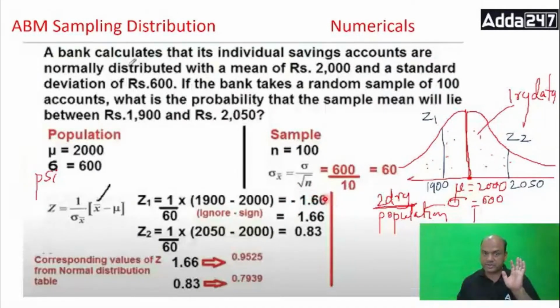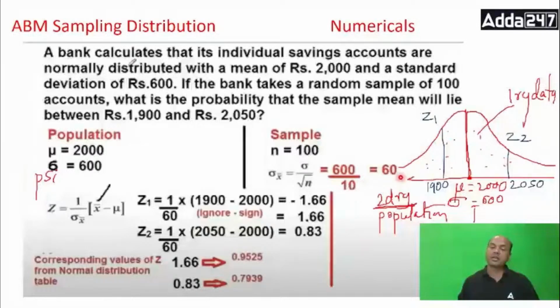Pay attention, everyone. Slowly, slowly pay attention. So Z is 1.66. Ignore the sign. Sign is of no importance. So Z1 you got it, 1.66. Now Z2. 1 upon 60 into 2050 minus 2000. Right? So 50 upon 60. So 0.83. So Z2 you got it. Z1 got, Z2 got.